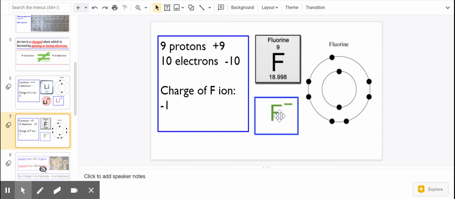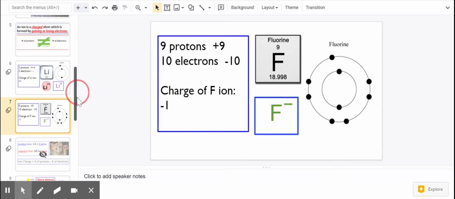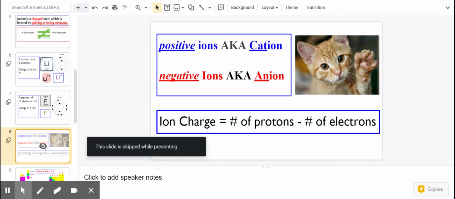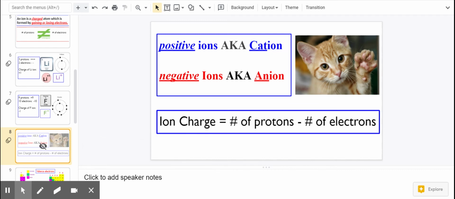And again, we write the symbol and then write the charge on the top right corner. When it's negative 1, we don't bother to write the 1. When it's negative 2, you write 2 negative or negative 2, and negative 3. That's how we write the symbol. We do give them special names. Positive ions are called cations. Negative ions we call anions. An easy way to remember is a cat has paws, positive, and the positive is cation. Negative ions, we call anions.